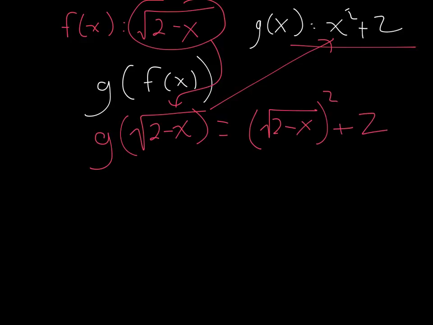And then simplifying. The square root of 2 minus x squared is just 2 minus x, and I'm adding a 2. So this will become negative x plus 4, or 4 minus x. That seems okay as far as values of x.